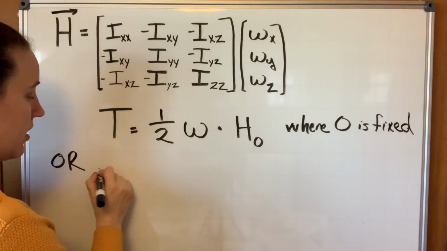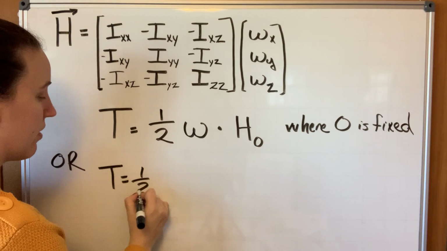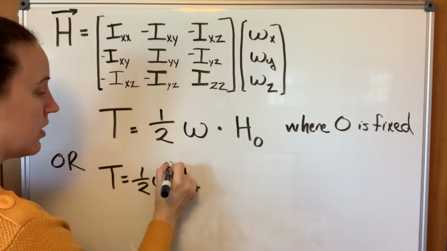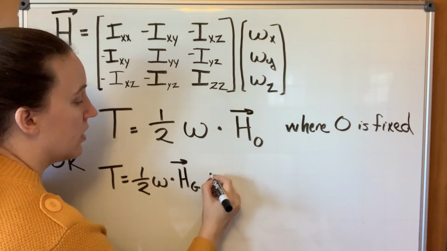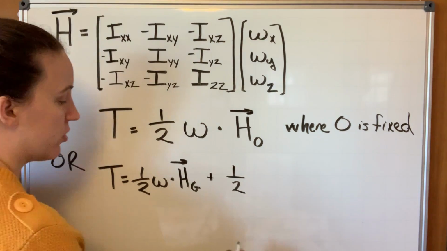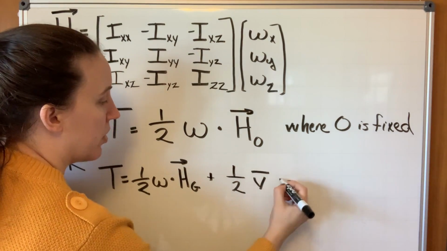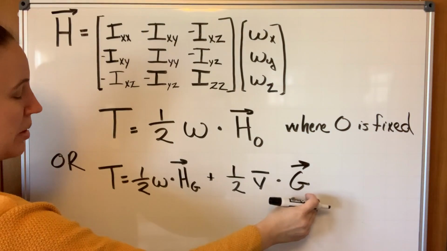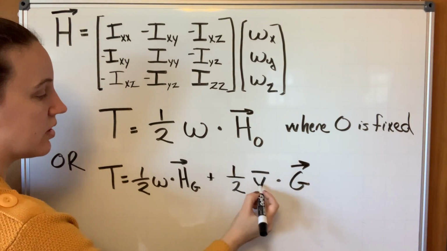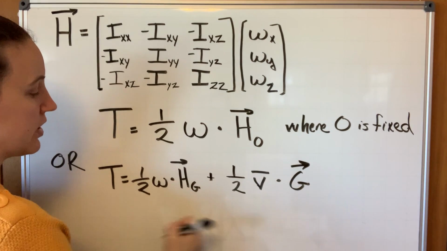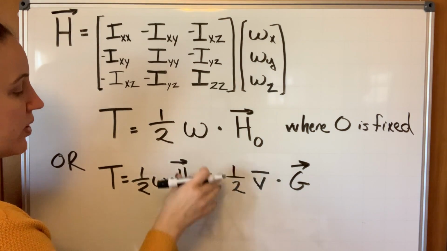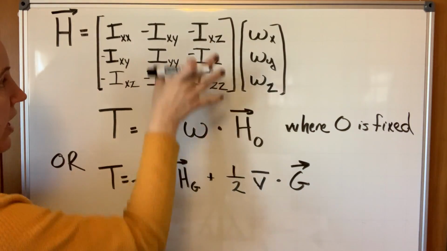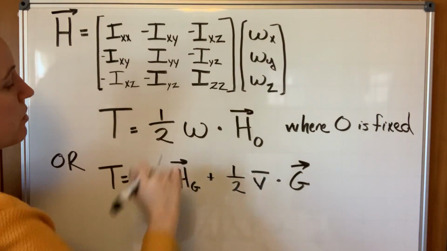Or we can also calculate it like this: T equals 1/2 omega dotted with h about G. That's a vector. Plus, and now we're going to have the motion of the center of mass. So v bar dotted with the linear momentum vector, where the linear momentum vector is just going to be our mv. So this is just going to be 1/2 mv squared. And this, in the case of a symmetric system, would just be our I omega, so it would be 1/2 I omega squared. But now, if it's not symmetric, you're going to have some of these off product terms.